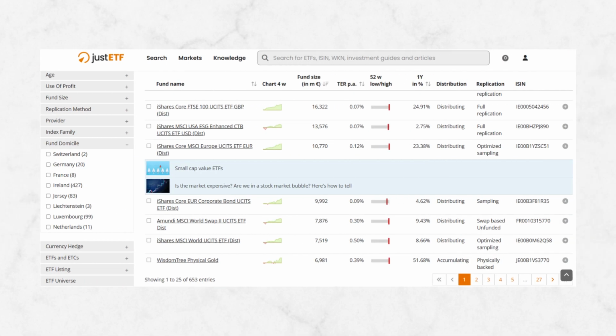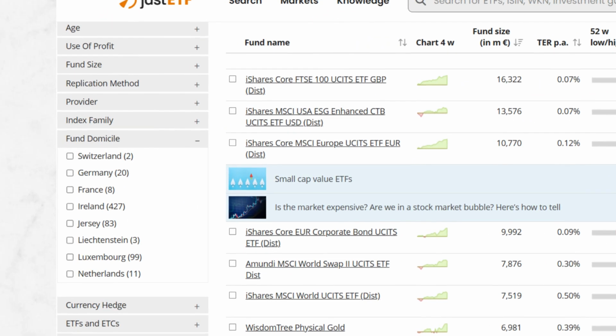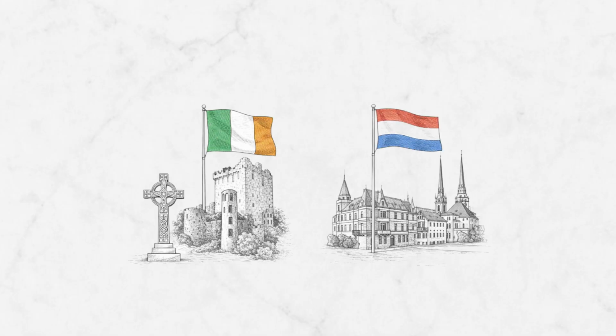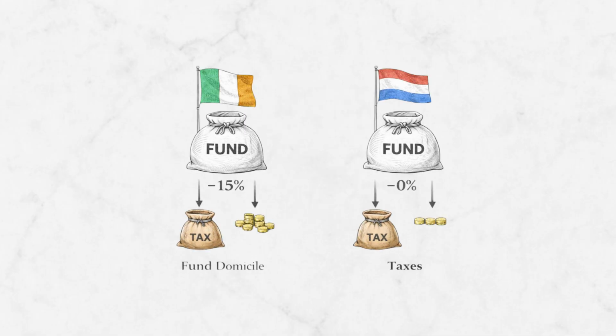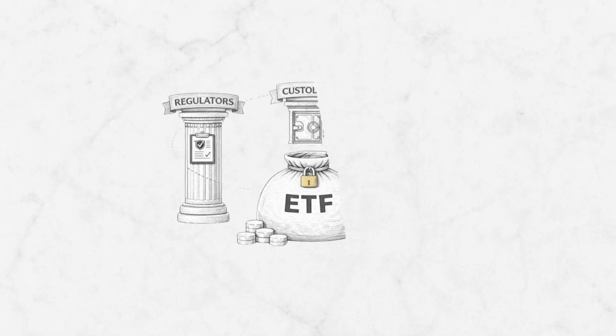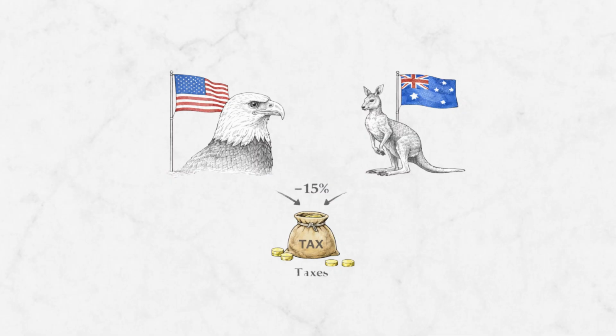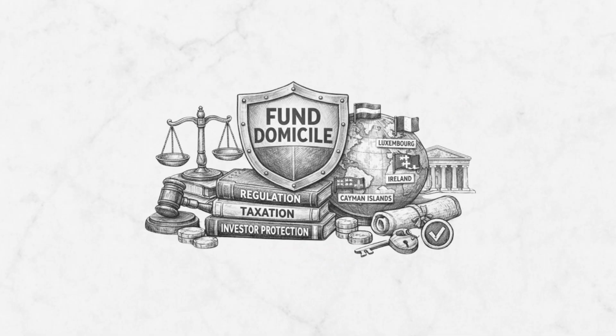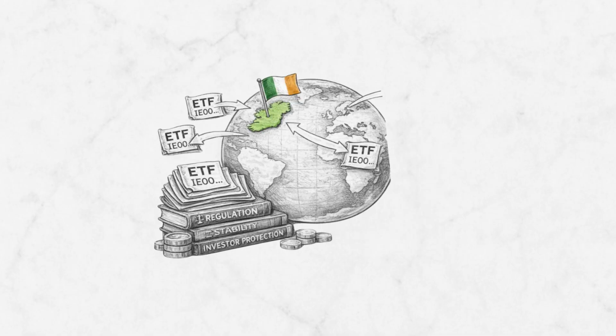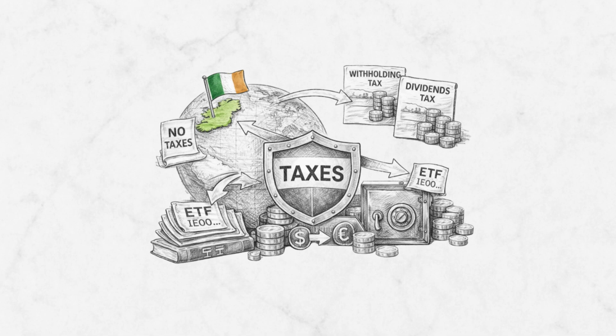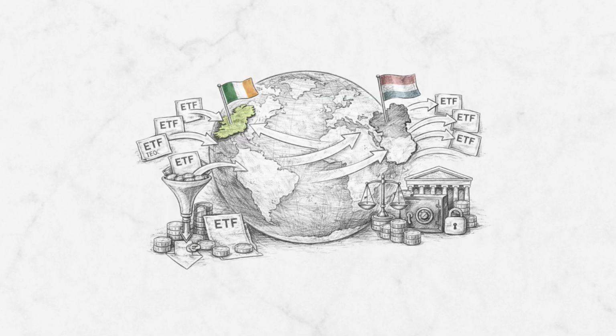Next filter, fund domicile. This is where the ETF is legally based. For Europeans, the most common domiciles are Ireland and Luxembourg. Why does that matter? Because domicile can affect things like withholding tax treatment, treaty benefits, and regulatory structure. The impact depends heavily on your personal country and the ETF's underlying holdings, but domicile is not just a random detail. For example, many large global ETFs are Ireland domiciled because of how tax treaties interact with US dividends inside the fund. Luxembourg is also common.